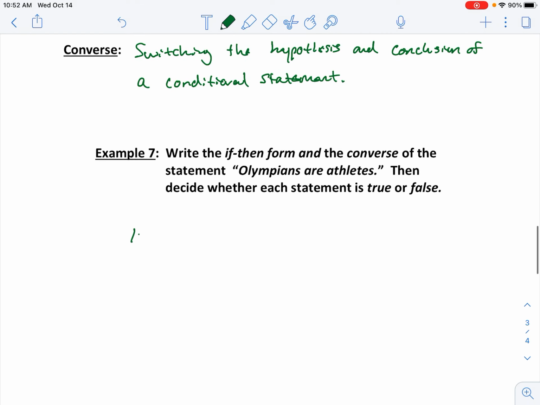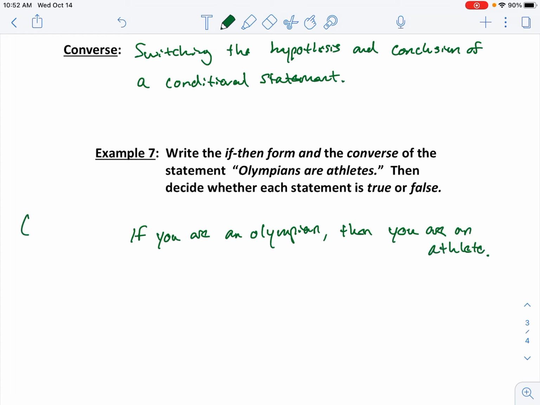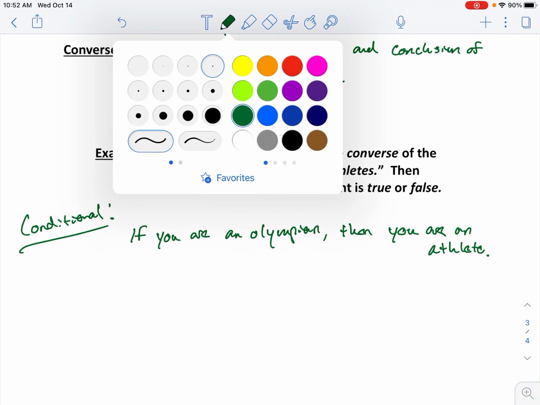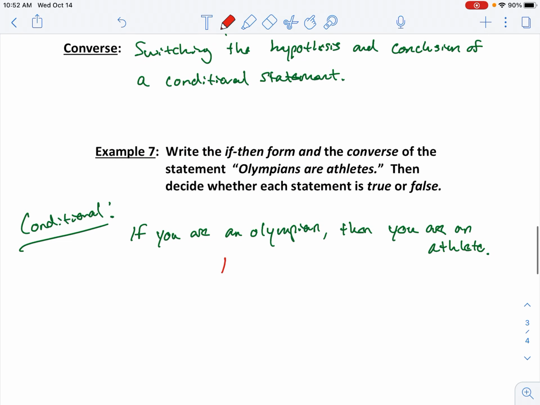So if you are an Olympian, then you are an athlete. So this would be our conditional. This is just me taking the statement and writing it in if-then form. If we want to say whether this is true or false, we can do that right now. If you're an Olympian, then you're an athlete. That is true, because if you're an Olympian, you have to be an athlete. Olympian is a very elite and special type of athlete.